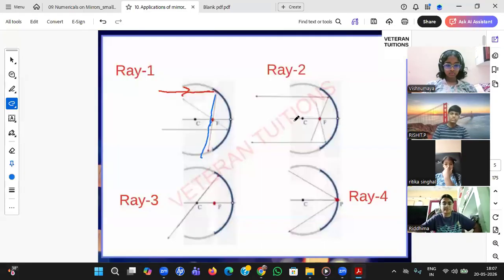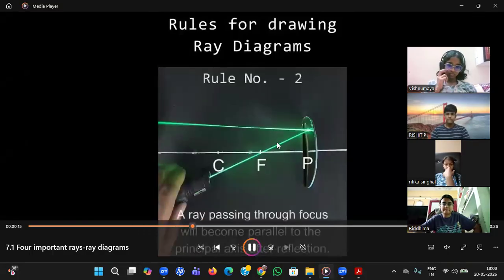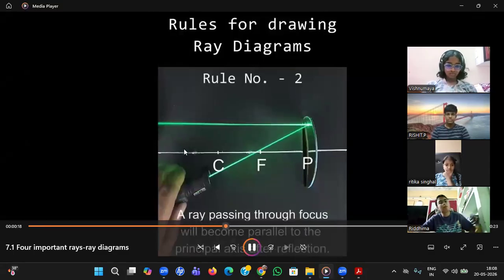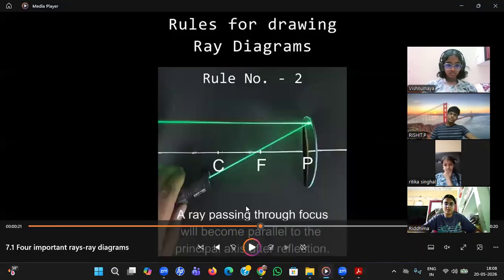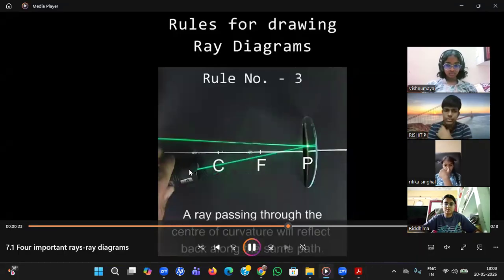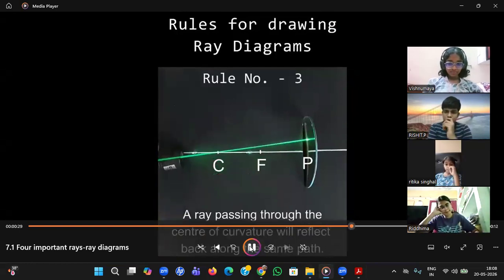Then what is rule number two, or ray number two? Whenever light is going through the focus, after reflecting, it will go parallel. Rule number two, whenever the light is passing through the focus, after reflecting, it will certainly go parallel to the principal axis. Ray number three: whenever light is going through the center of curvature, after reflecting, it will bounce back in the same medium. You see, light is passing through the center of curvature, and after hitting, it just bounces back along the same path, students. That is rule number three.